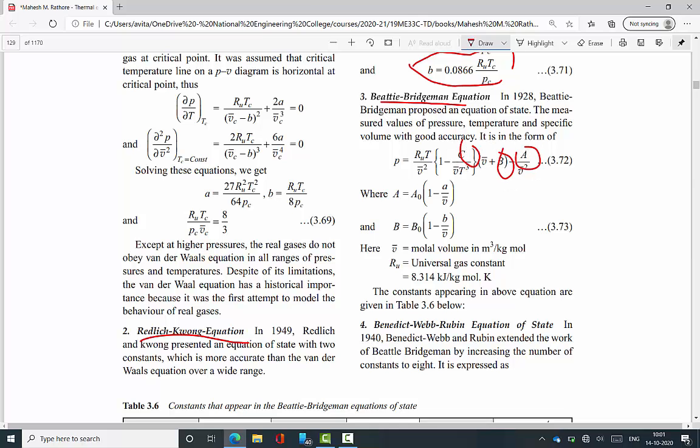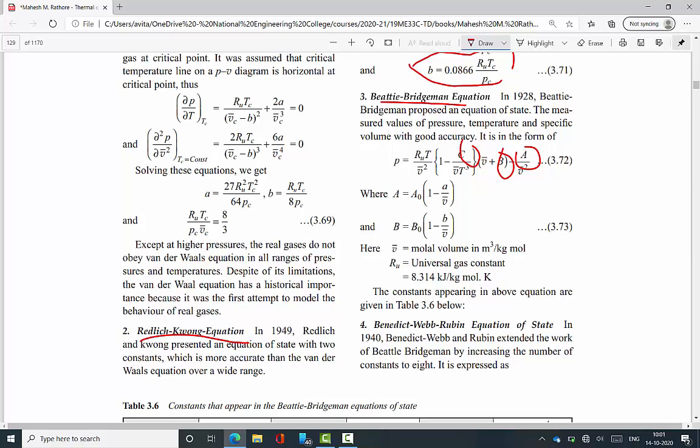A equals A naught times 1 minus a by v, B equals B naught times 1 minus b by v. These are the constant terms. These equations of state are used to determine the properties of particular real gases in an accurate manner. In different years, different scientists expressed their views in the form of equations. If you are interested in the topic, you can also derive a different type of equation of state, prove it, and present it.